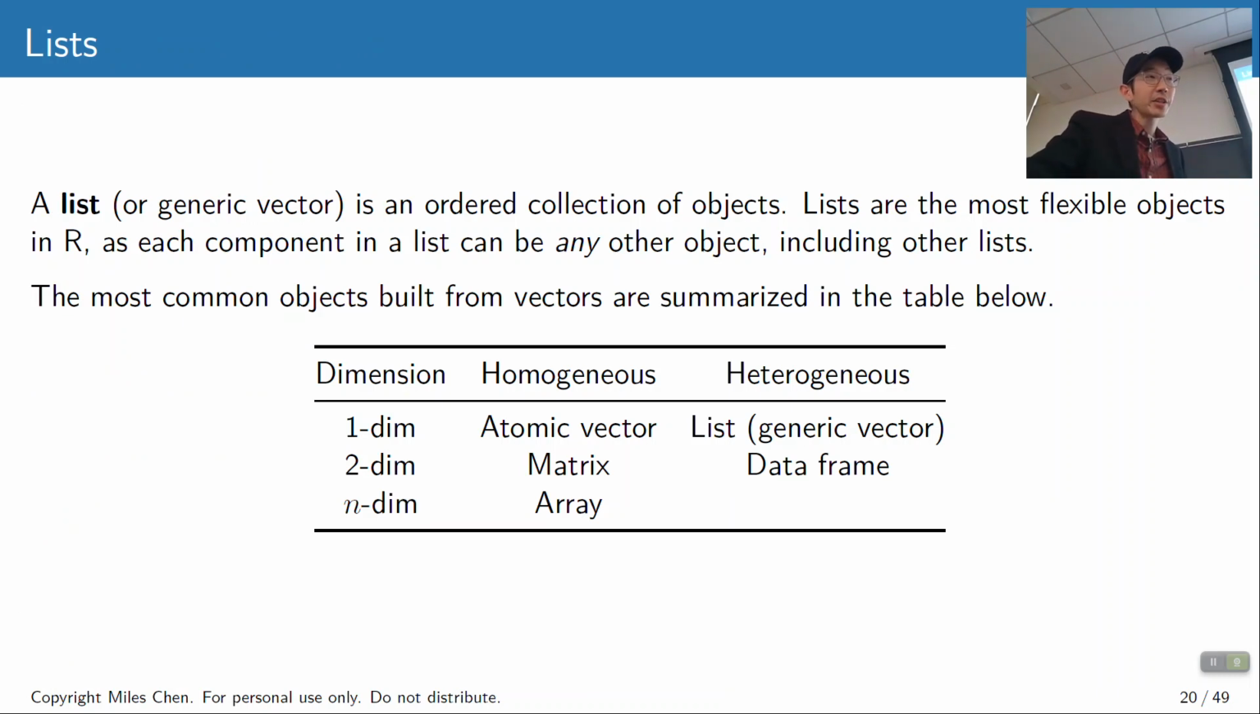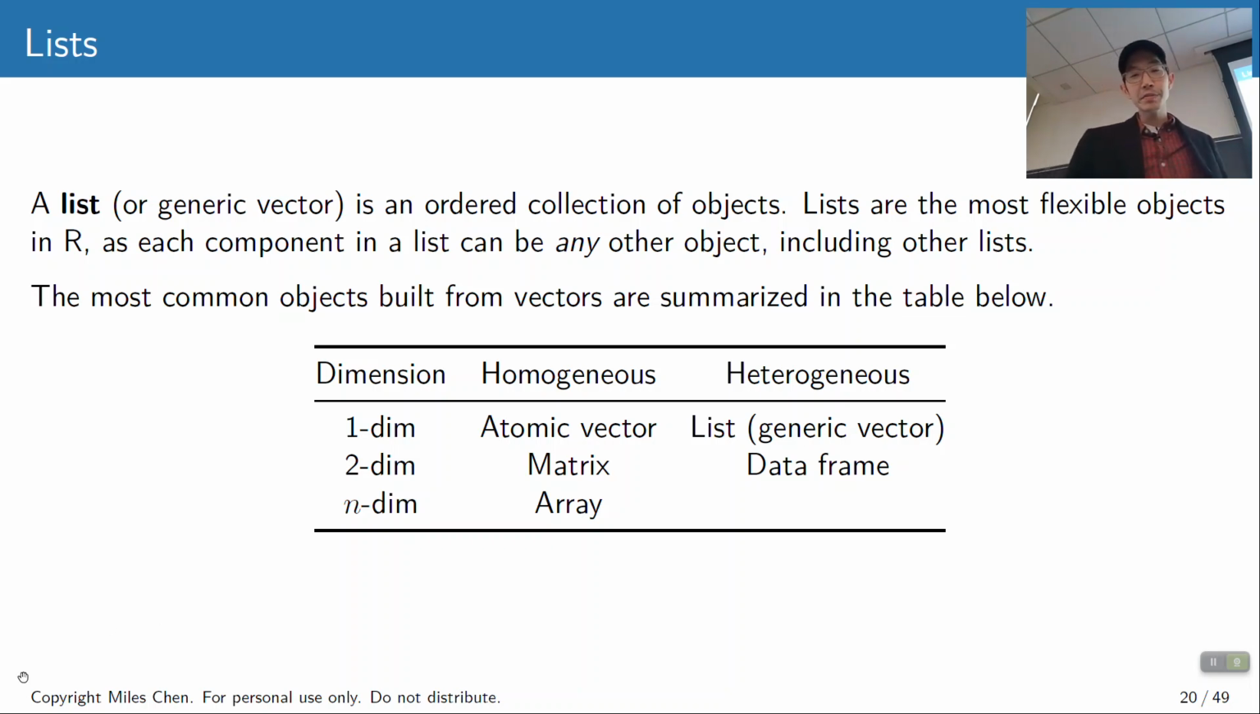Lists are generic vectors. These allow you to have different types of values, and they are very flexible. You can put any kind of object inside a list, including functions and other lists and stuff like that. And here's a little table that summarizes these different data structures.